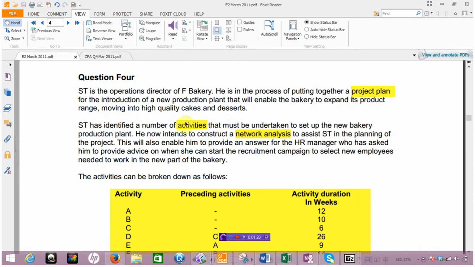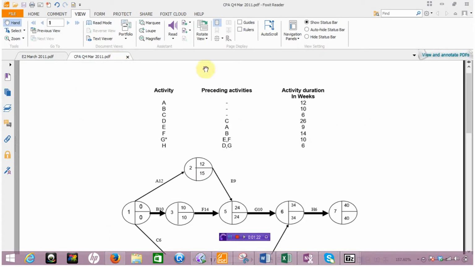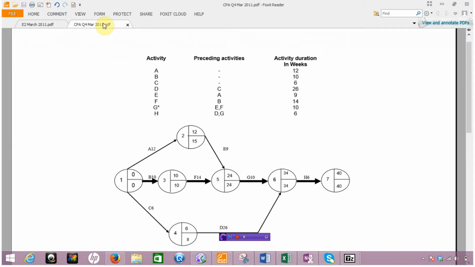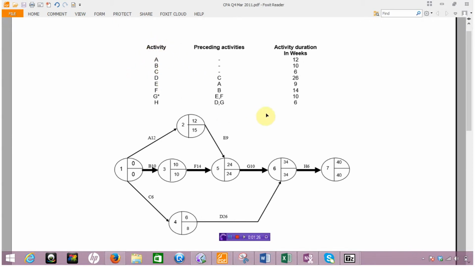Now, in terms of the answer, what I've done here is cut and pasted the detail of the question up here, and then the answer, the diagram, down here. If we start off, what we have with a CPA or network analysis diagram is a set of circles, or nodes, and you'll see that they're 3-part.